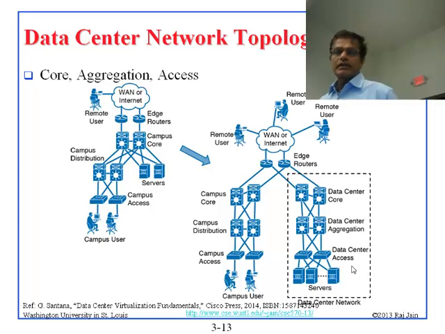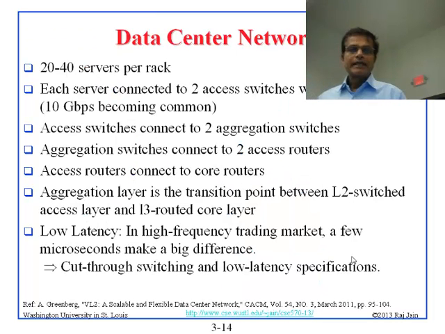So the important thing to notice is that there are 3 tiers, and their names are access, aggregation, and core. There are 20 to 40 servers per rack. I suppose everybody has seen a rack, at least, right? Has everybody seen a rack?